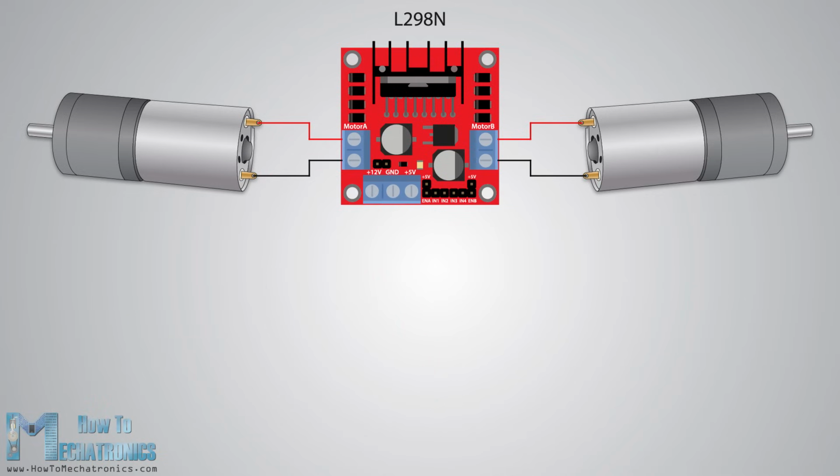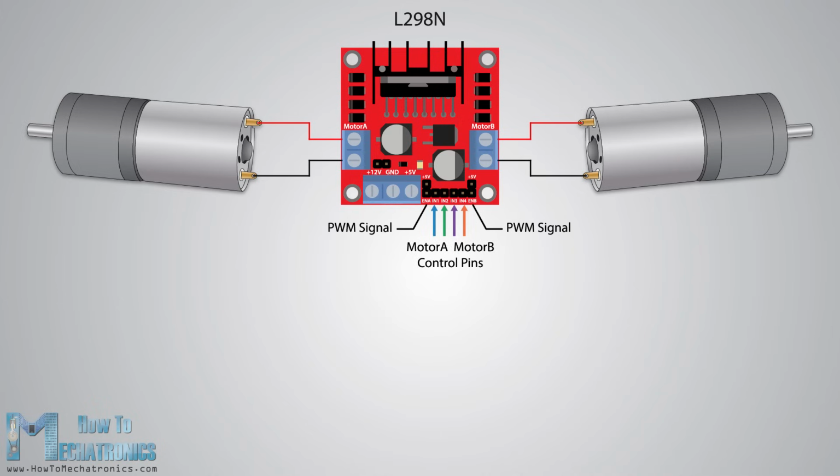Next are the logic control inputs. The enable A and enable B pins are used for enabling and controlling the speed of the motor. If a jumper is present on this pin, the motor will be enabled and work at maximum speed. And if we remove the jumper, we can connect a PWM input to this pin and in that way control the speed of the motor. If we connect this pin to ground, the motor will be disabled.